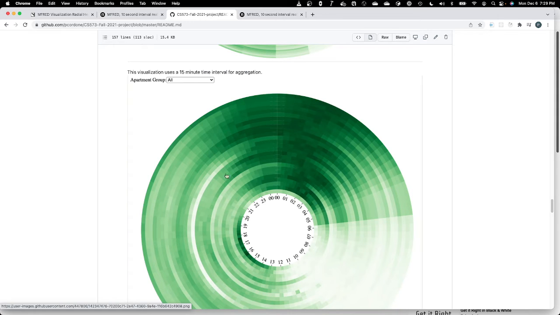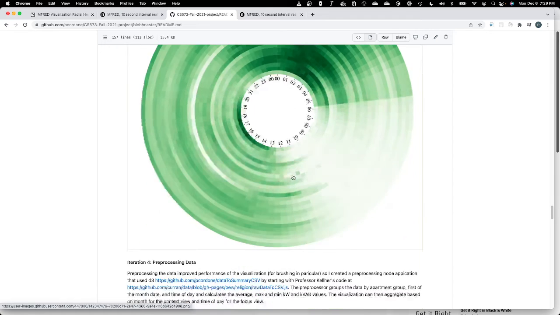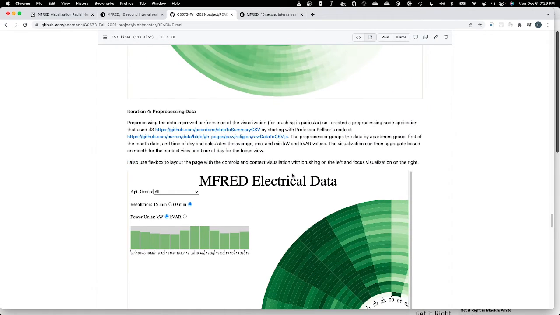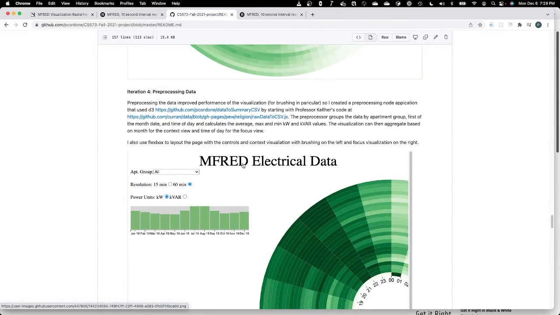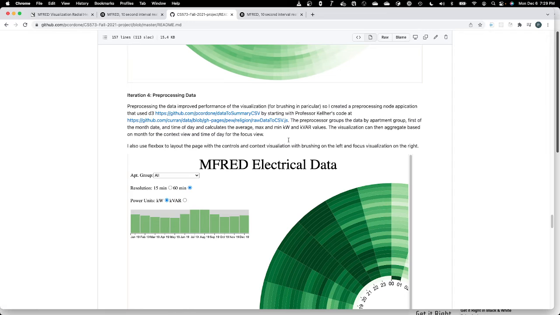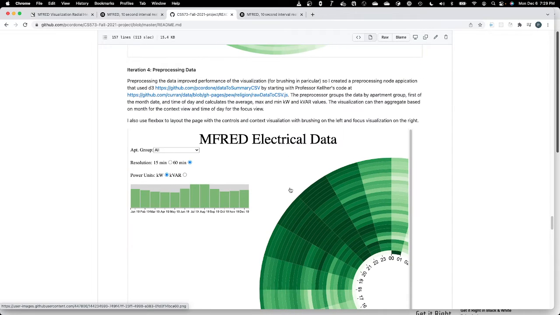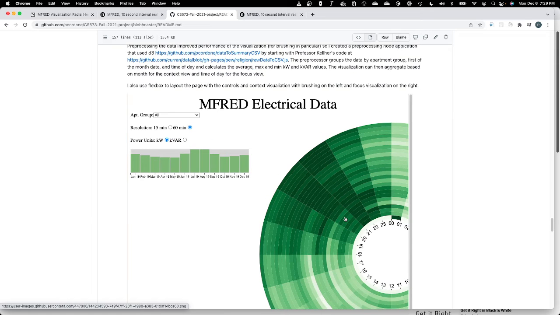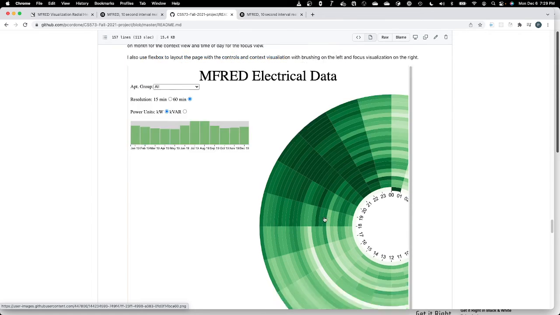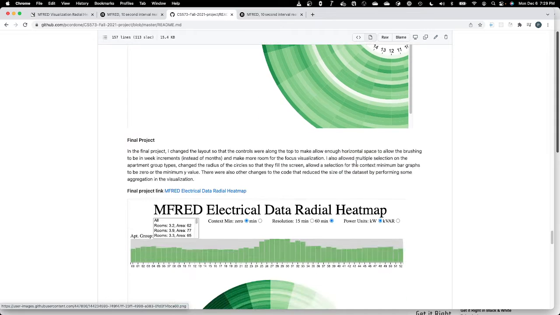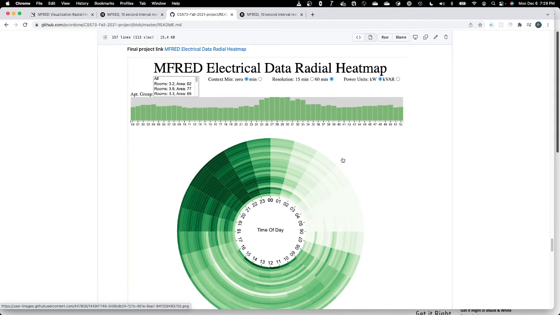You can see there's a bug in this image because the heavy usage is at midnight. That's because I wasn't accounting for UTC time zone. So I pre-processed the data. I wrote a preprocessor in JavaScript to make the data more manageable, as the performance of the visualizations above was pretty poor due to the amount of data. And here you can see this iteration where it's showing a 1 hour interval. This was the final project in the end.